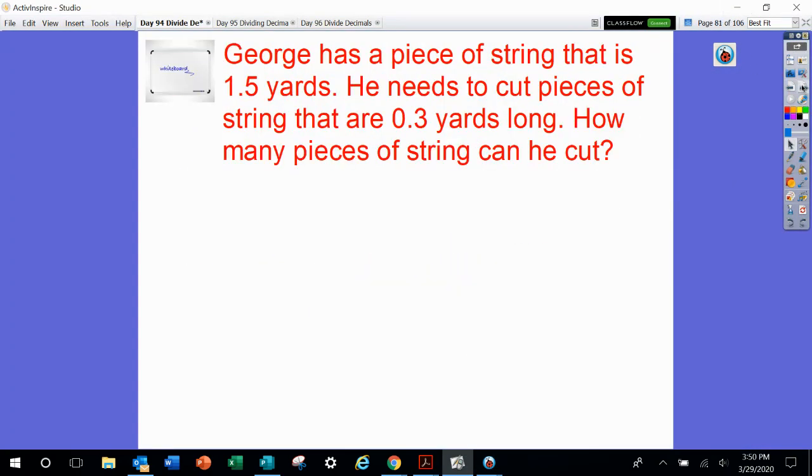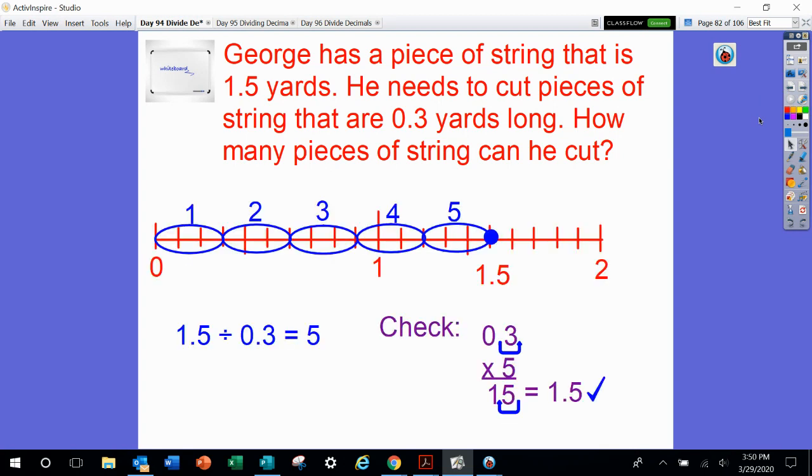So I would like for you to now try on your whiteboard or your piece of paper this problem here. George has a piece of string. Again, string, number lines, love it. George has a piece of string that is 1 5/10 yards. He needs to cut pieces of string that are 3/10 yards long. How many pieces of string can he cut? Go ahead and pause the video so that you can work it out on your piece of paper or your whiteboard.